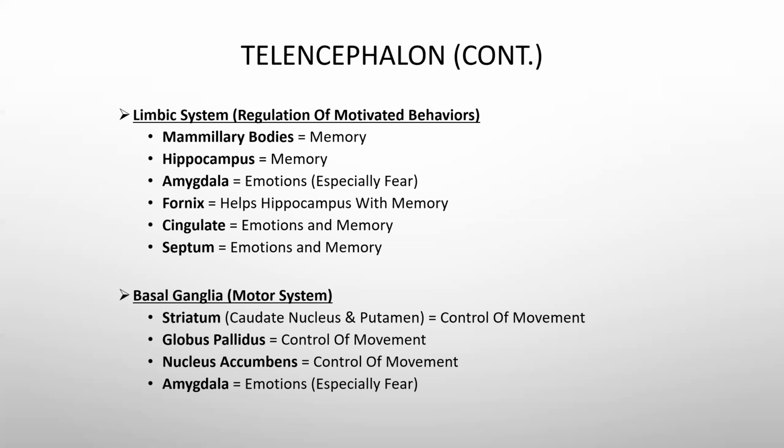So sometimes you will see a brain area in more than one system, okay? But we know where that amygdala is located, but we're also putting it into alignment here with these specific systems. Basal ganglia being our motor system, limbic system being our emotional center.